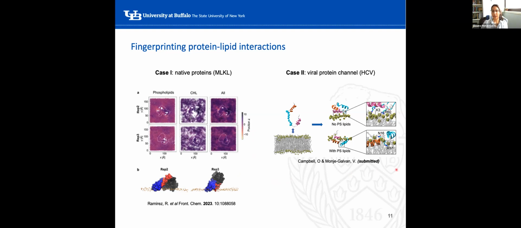The second example is from a viral protein. This is a protein from hepatitis C. We're not really looking at viral dynamics, but once I get to this project, I will explain why we have an interest in this particular protein from hepatitis C. In any case, the second example is of a non-native protein and how it disrupts the membrane environment. In the first case, we're looking at the plasma membrane and how it interacts with a protein. In the second case is the membrane from the endoplasmic reticulum and a viral protein.